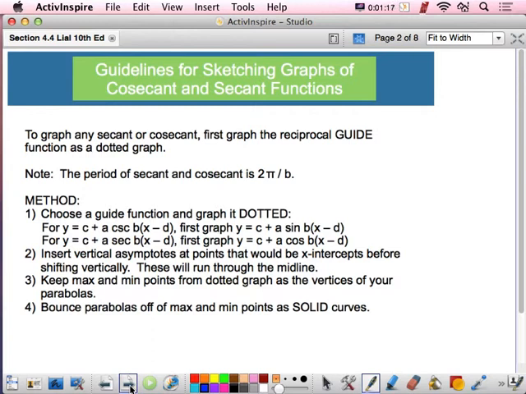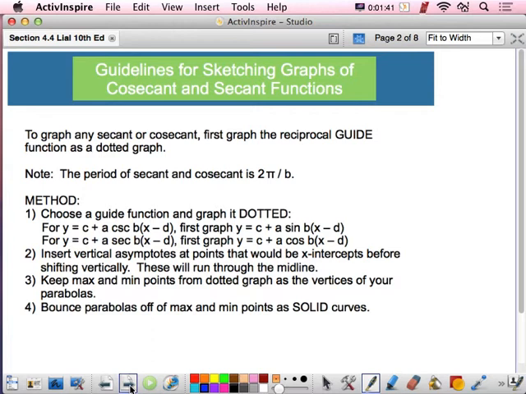If you have a secant function, for example, y equals c plus a secant of b parentheses x minus d, you simply graph y equals c plus a cosine b parentheses x minus d, but you graph it dotted. So the reciprocal function is keeping all of the variables and numbers the same, but only switching out the trig function. That's called the guide function.